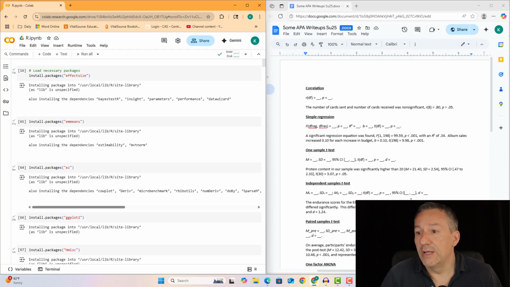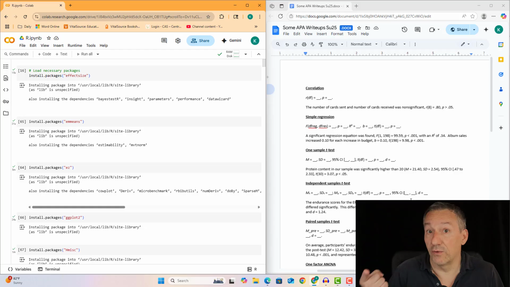So you can use RStudio. I'm going to show you in Google Colab today. The link for this exact sheet that I'm going to be using, I'll post in the comments so that you can just pull this right up and use it anytime you want. And I'll also post this other document with the APA write-ups too, so you can pull these up.